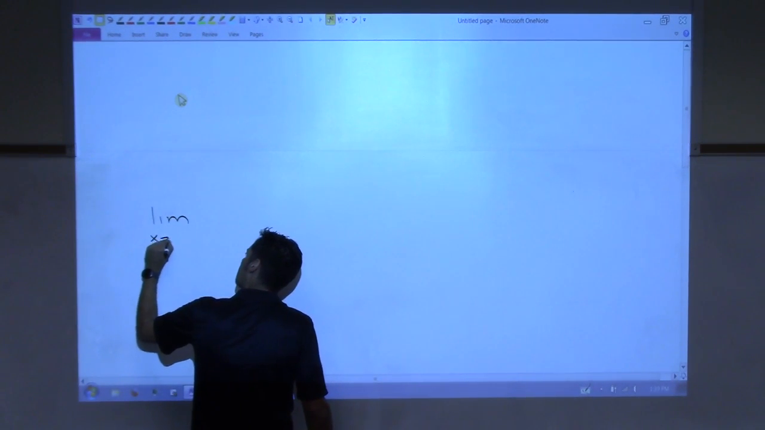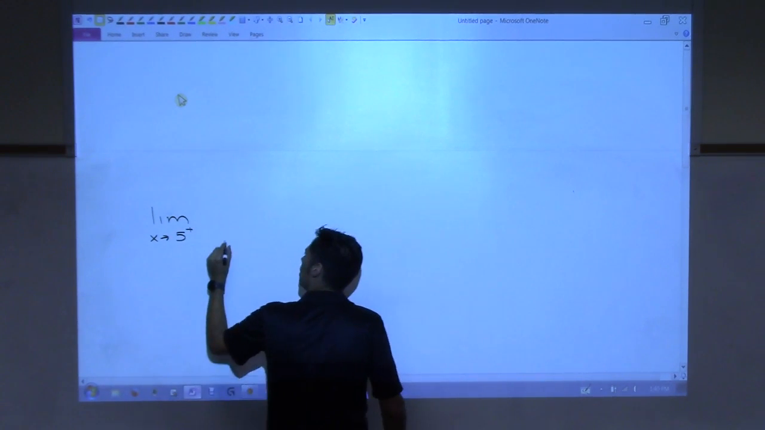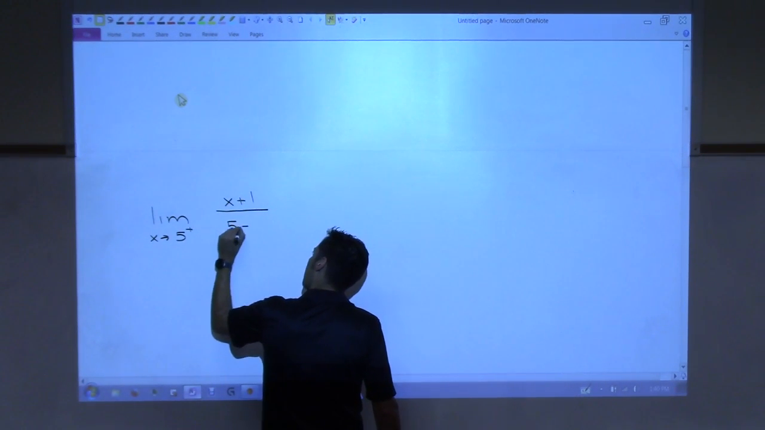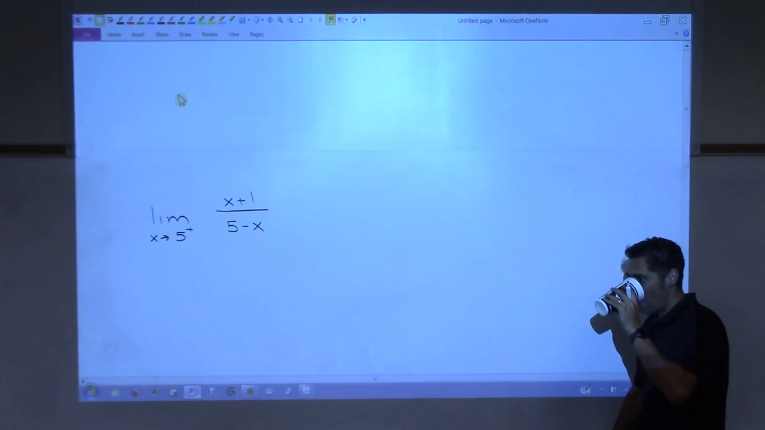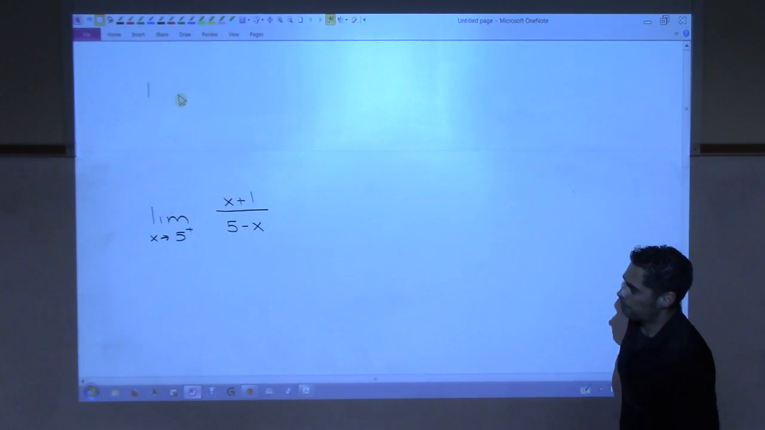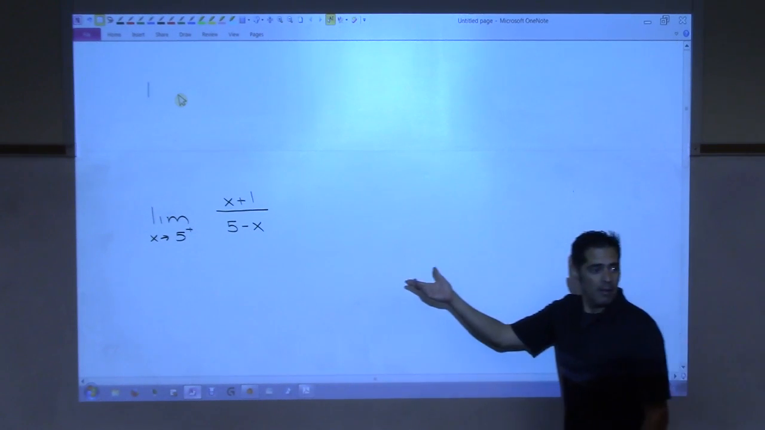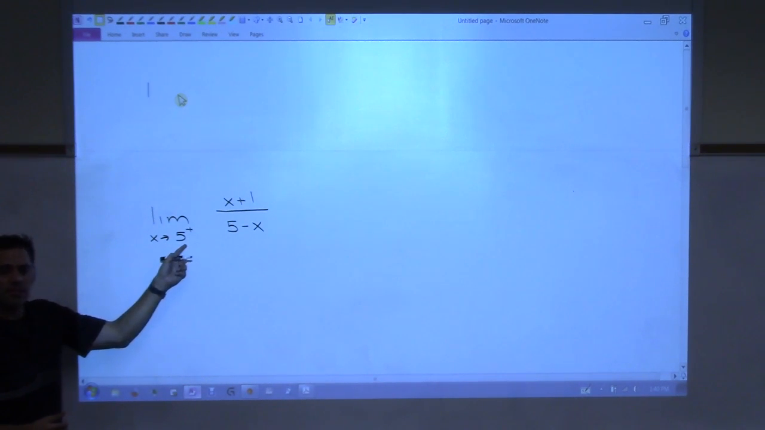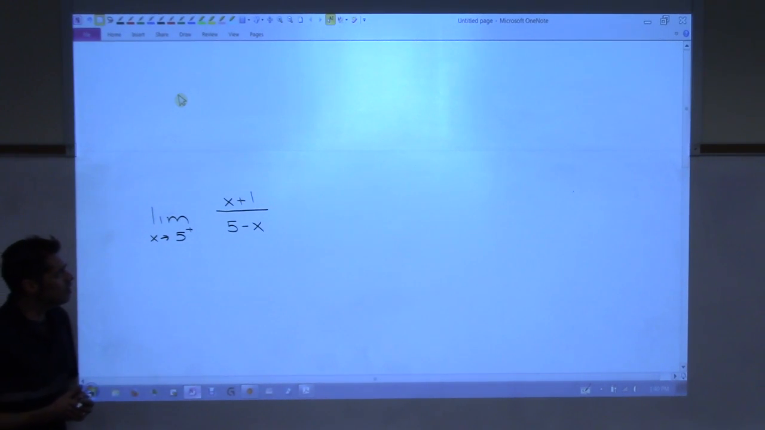Limit as x approaches 5 from the right of (x plus 1) over (5 minus x). I could graph that, right? I could graph this function, and you could get an idea of what it's doing. And you could tell me what the graph does as you approach from the right. You could, right? We're going to try and do it without a graph. So let's just look at the form we have.